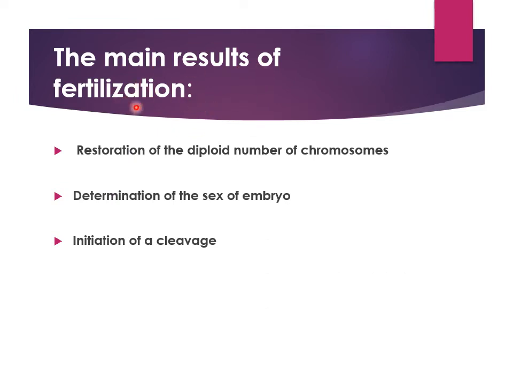The results of fertilization include restoration of the diploid number of chromosomes, because half of these chromosomes are from the mother and half from the father. Then when the zygote develops, the number of chromosomes returns to the diploid number. The sex of the embryo will be determined at this stage, whether male or female. Then initiation of the cleavage starts here.